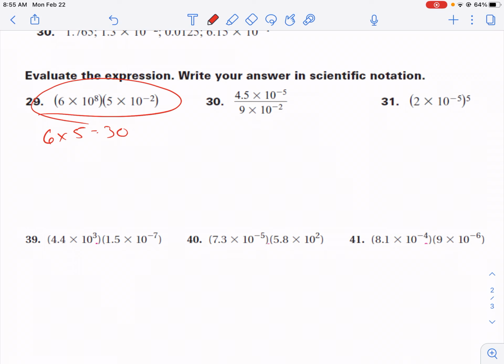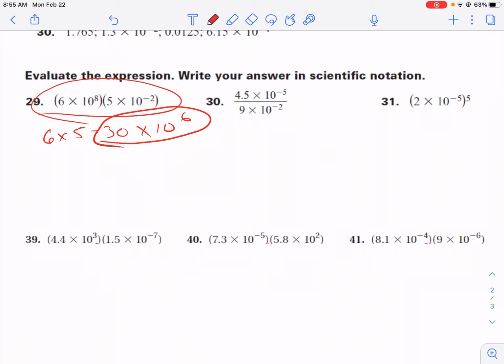And then for the base 10, it's going to be times 10. Now we do the math, remember we just add the exponents. So you have 10 to the 8th times 10 to the negative 2. That's going to give me 10 to the 6th. Now some of you are thinking, well, there's my answer. Well, not quite, because 5 times 6 got us to the 30, didn't it?